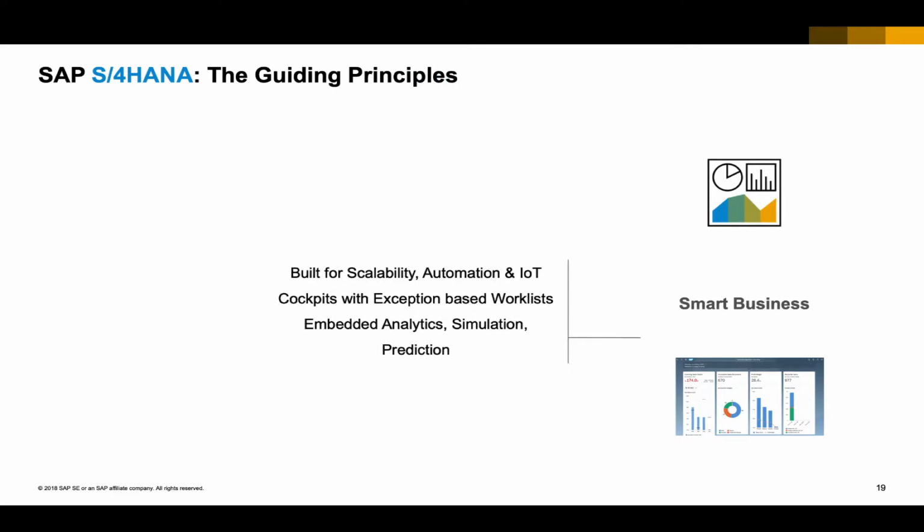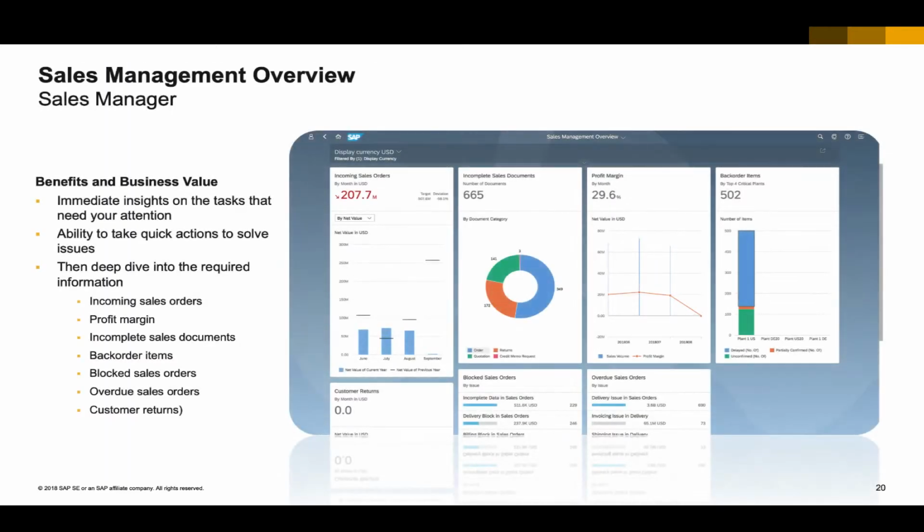Yeah, and based on this, based on the Fiori technology, and based on the simple data structure with the universal journal in finance, the material document in logistics and sales, etc., we create what we call smart business. We have cockpits with exceptions and workflows embedded. We have dashboards, KPIs. We embed analytics, prediction, and simulation inside the system. And I would give you several examples.